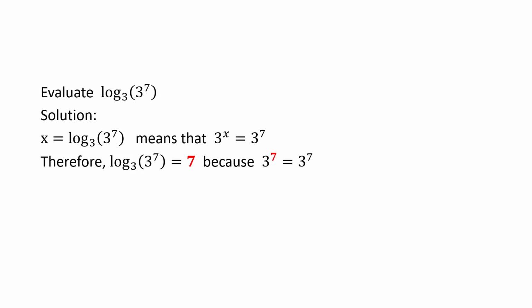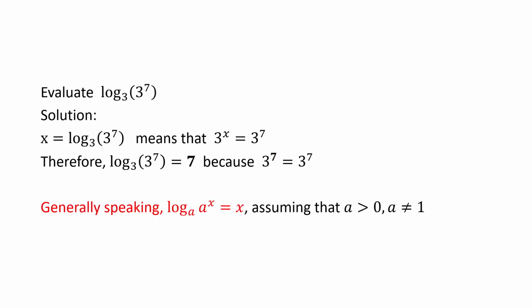So x equals log base 3 of 3 to the 7 means 3 to the x equals 3 to the 7. Therefore, the answer is 7, like I said a minute ago. And we can come up with a general statement here. The log base a of a to the x is equal to x, assuming a is greater than 0 and a doesn't equal 1.